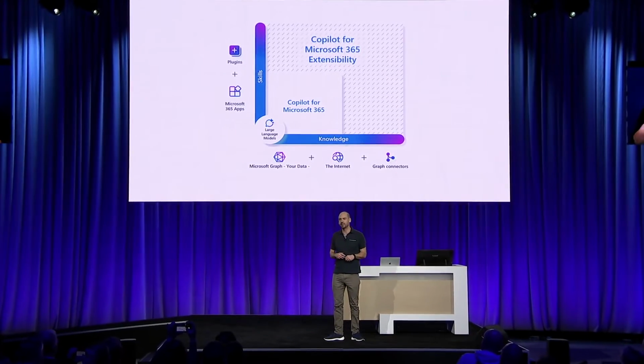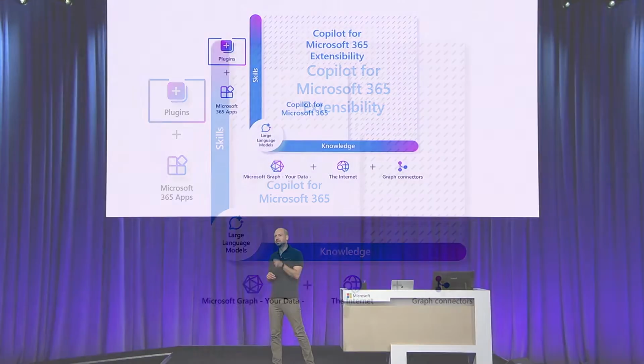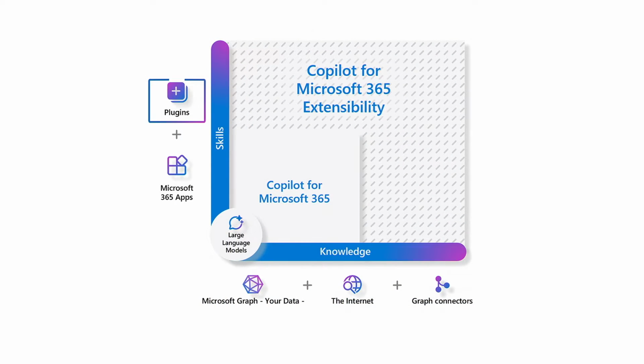And Copilot is very powerful on its own, but you can take it that much further by extending it with skills and knowledge from your own line of business applications and data. And that happens through two extensibility constructs. Plugins that allow you to add new skills to Copilot by connecting it to essentially REST APIs from your line of business applications, and graph connectors that allow you to add new knowledge to Copilot by connecting it to data from your line of business systems.